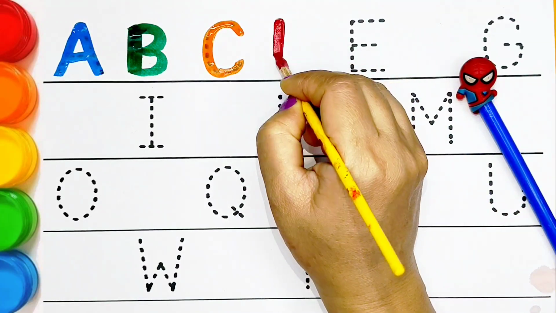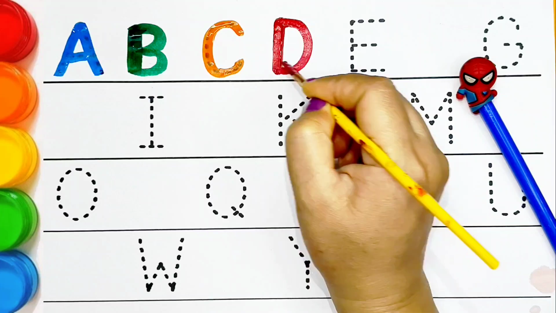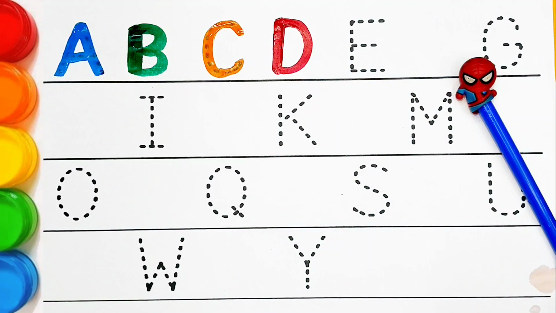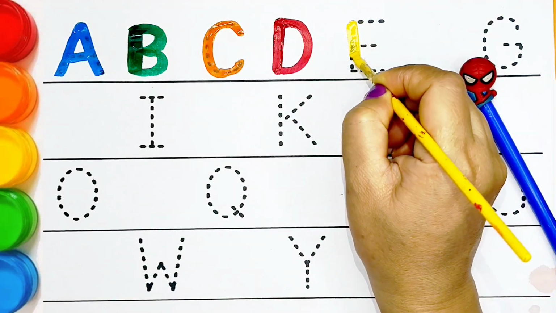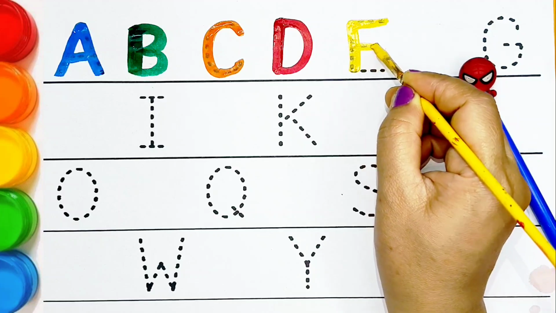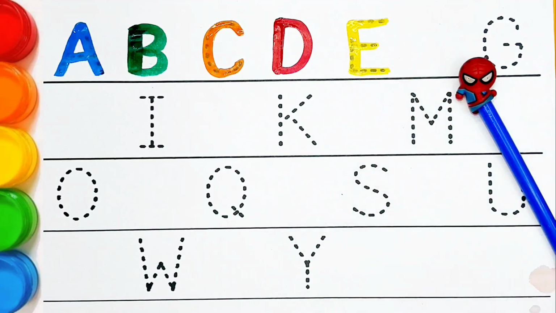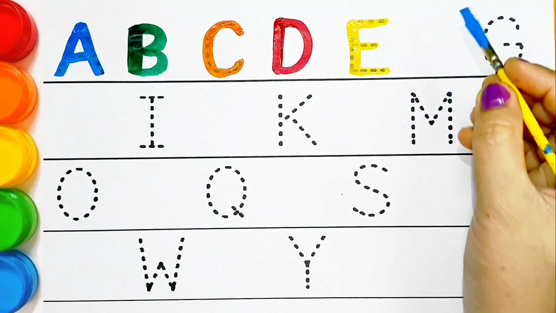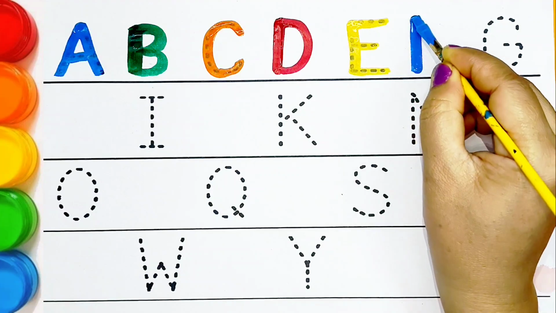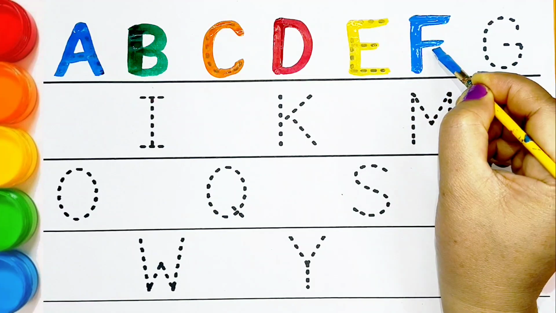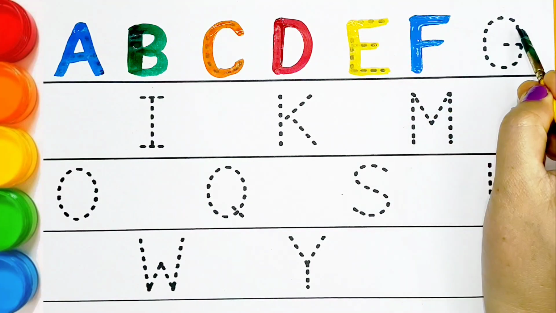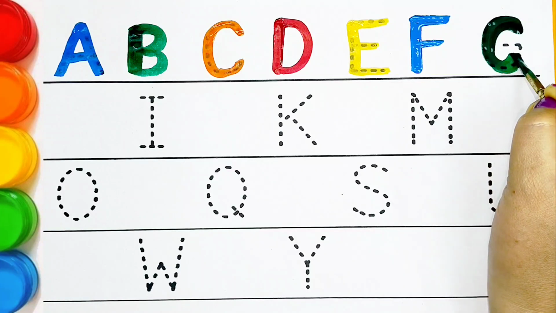Red color. D. D for doctor. Yellow color. E. E for elephant. Sky blue color. F. F for frog. Dark green color.